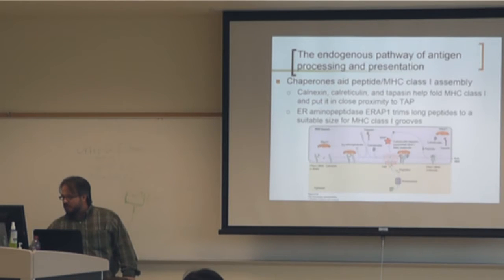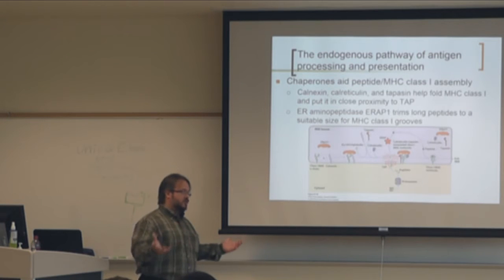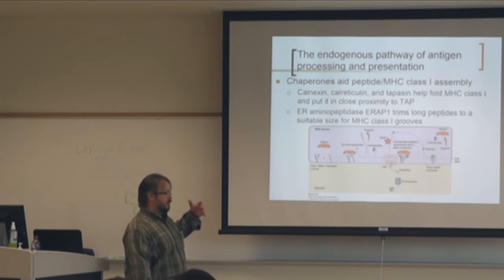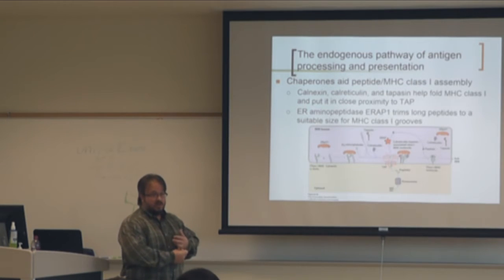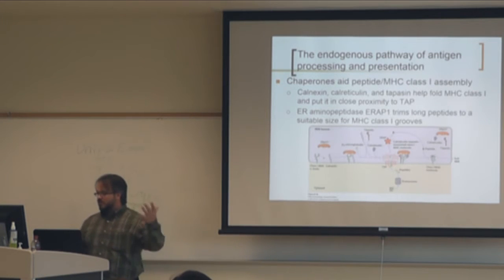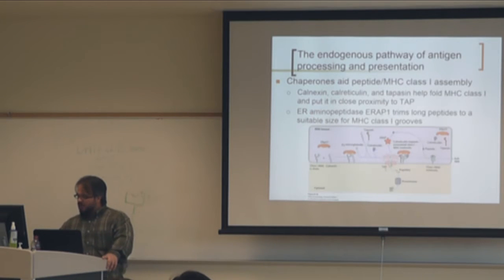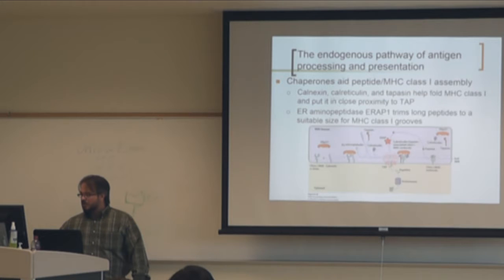So if you take out TAP, they cannot get an input, so they can't get into the rough ER. So you can chew up proteins. Viruses target the proteasome itself. Viruses will target TAP. Those are two major focuses that viruses have evolved to attack. But once peptides enter, there is a whole set of chaperones that aid in MHC class 1 assembly. You've got calnexin, calreticulin, and tapasin associated with TAP, which helps to fold the MHC class 1.